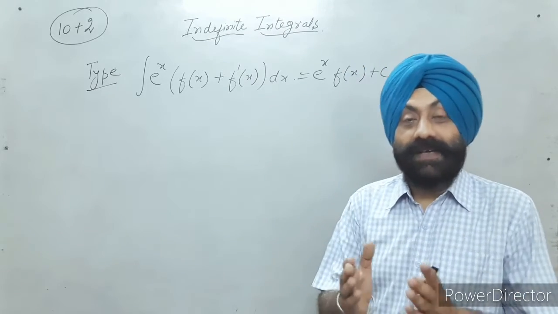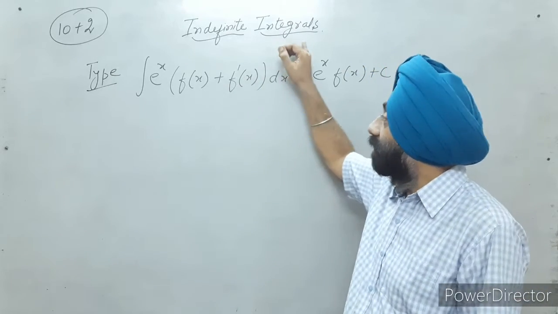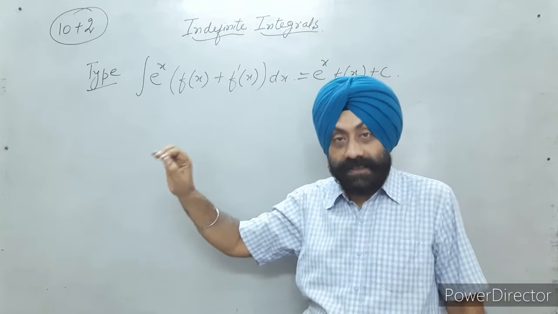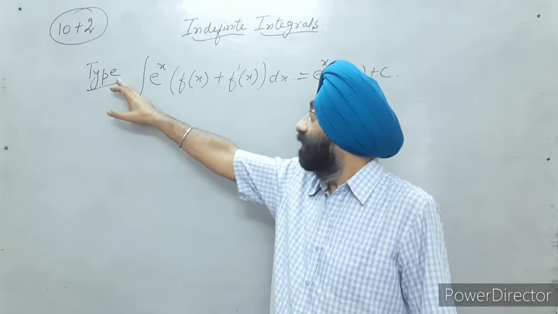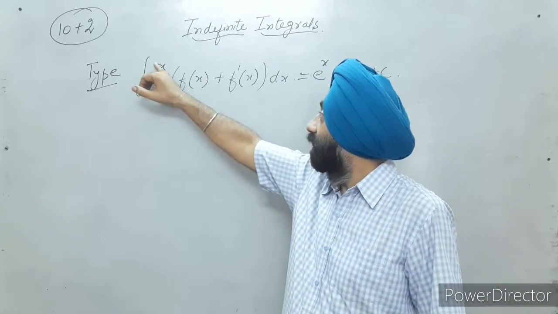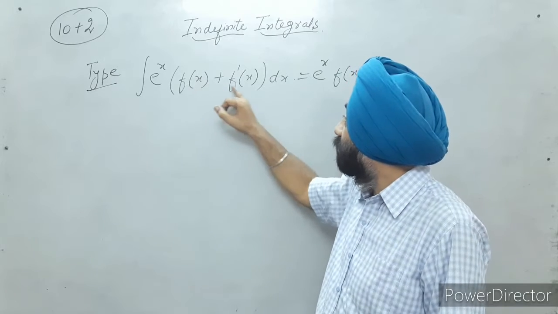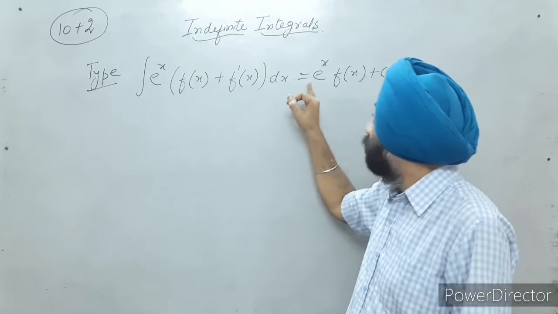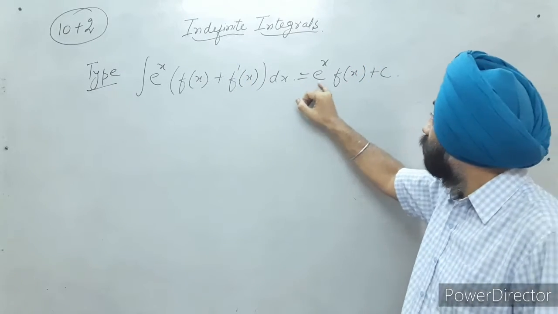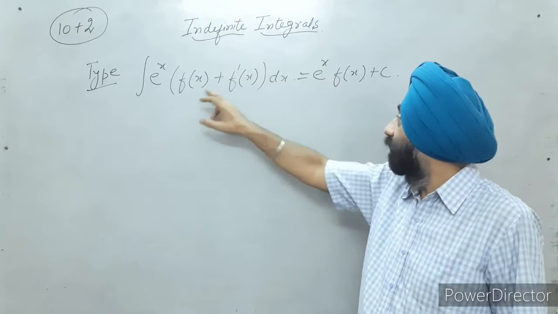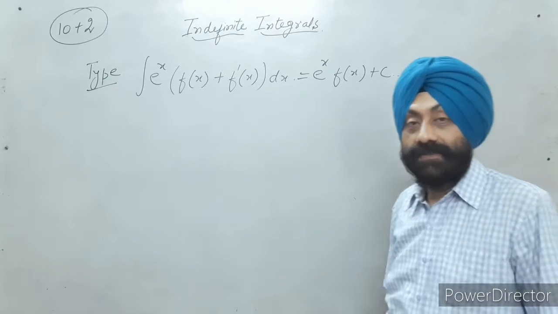Now continuing my chapter of indefinite integrals. Today I am going to discuss the first type. This is the integral of e^x [f(x) + f'(x)] dx. This is straight away equal to e^x f(x) plus the constant of integration.